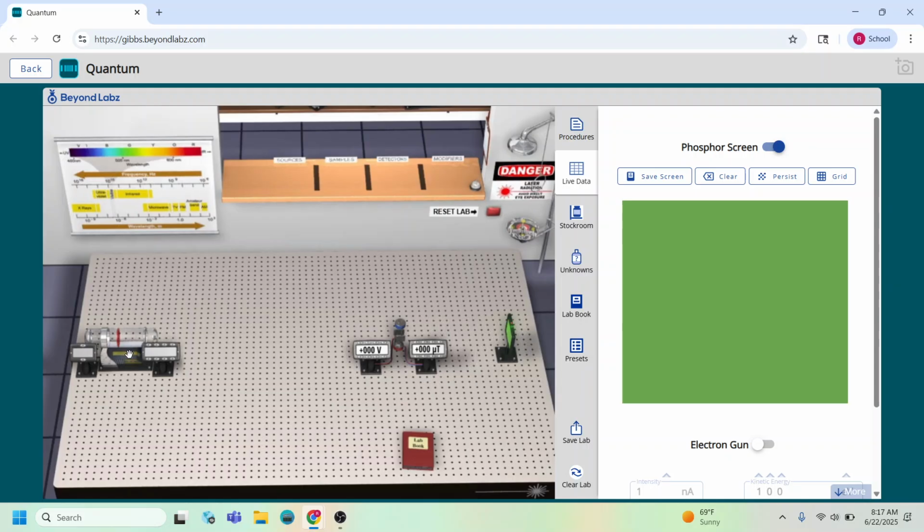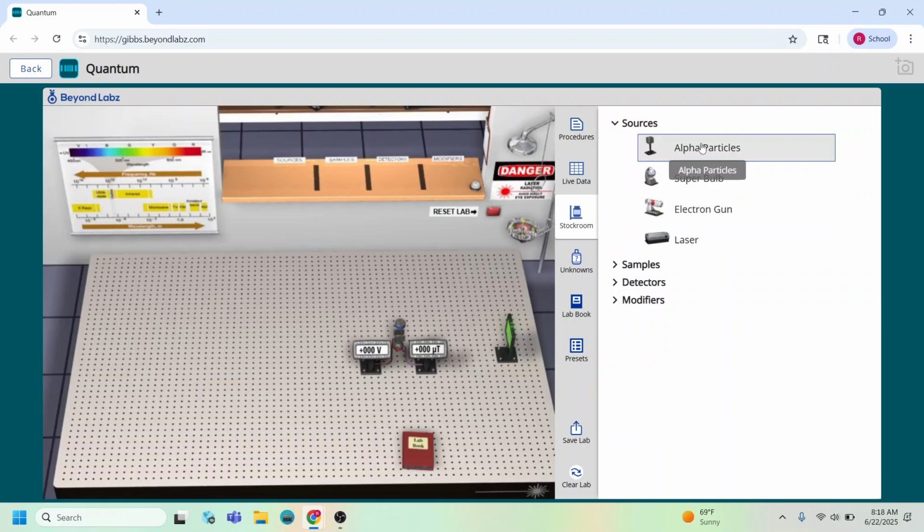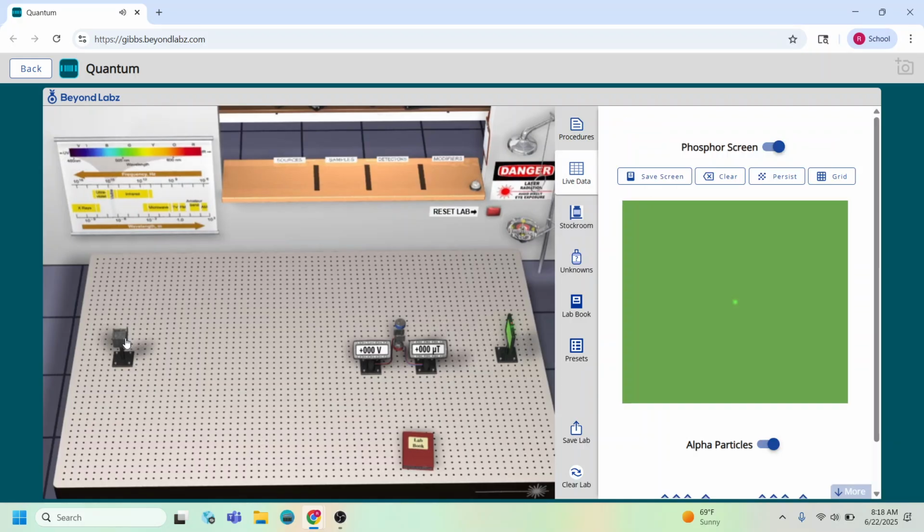In the second part of the experiment, we are going to change the electron gun to an alpha source. So we're going to go to the stock room. We are going to delete the electron gun. You have to delete the electron gun so that the alpha source appears. And then we are going to bring our alpha source into the working station. And then we're going to open the shutter so that the alpha particles can get through.